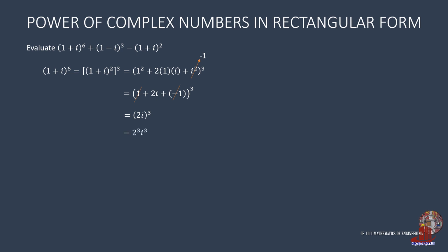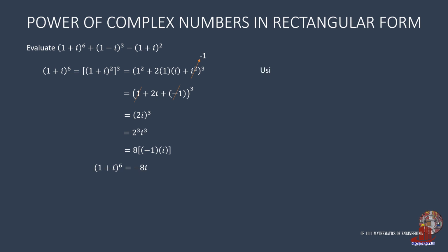This can then be transformed as 2^3 times i^3, which accounts as 8i^3 that can be broken down into the square, which is negative 1, and then i. So (1 + i)^6 is -8i.